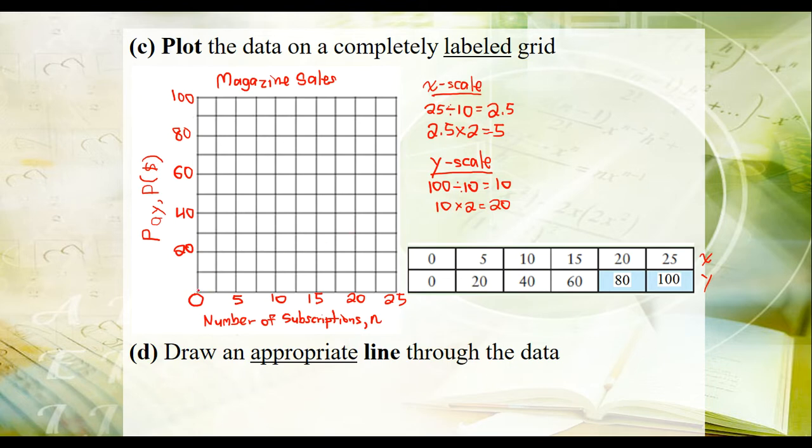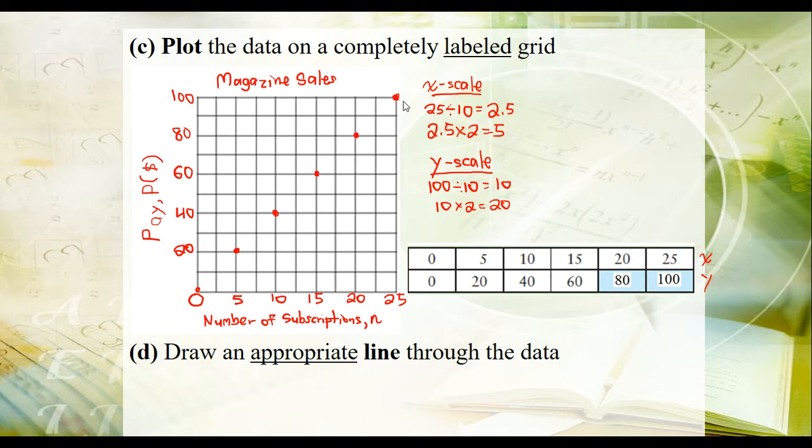So we've got 0, 0, which would be at the origin here. We've got 5, 20, which would be at this location. We have 10, 40, which would be up there. We have 15, 60, which would be up there. We have 20, 80, which would be up here. And then we have 25, 100.